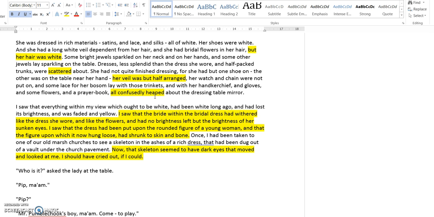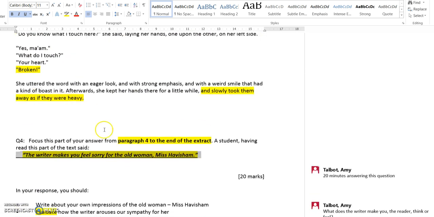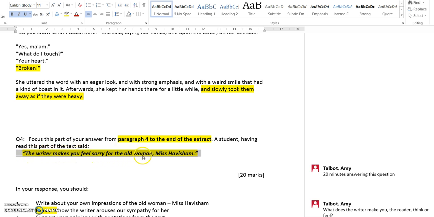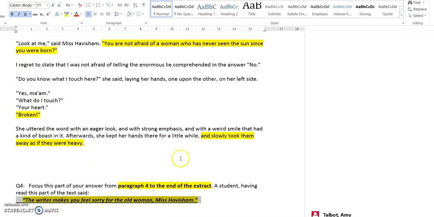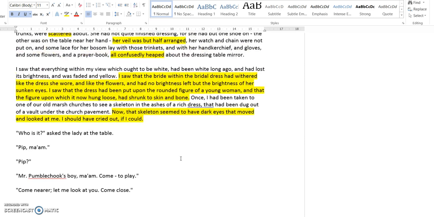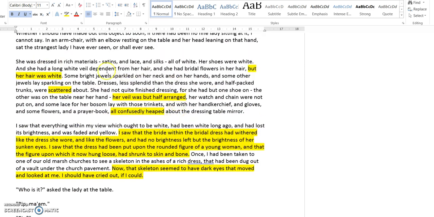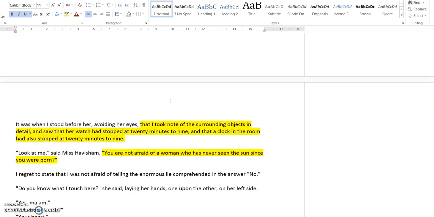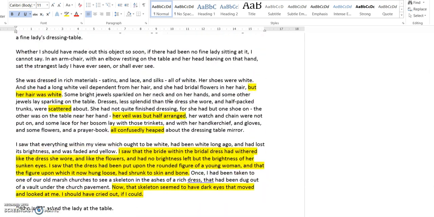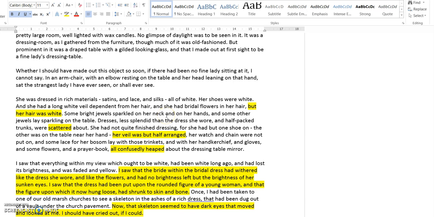And you just need to move on your explanation of those ideas that you put in question 2 and question 4 and to evaluate them and say more clearly exactly how those things make you feel sorry for the old woman, Miss Havisham. Okay, so question 2 is about this paragraph, but they've actually asked us to start looking at this paragraph here. Paragraph 4 right to the end. Okay, so let's have a look.